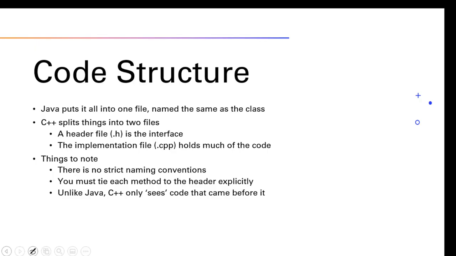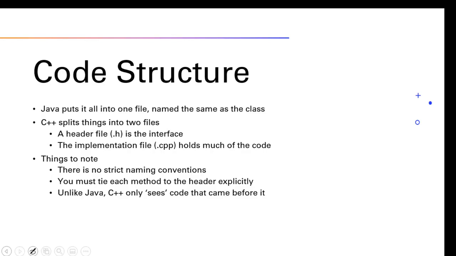Another interesting aspect here is the way I structure the code. So in Java, everything gets put into one file where the name of the file has to match the name of the class. C++ by default splits everything into two files for the most part. You don't have to have two files, but there's a header, which is what other people can see of your class, and that's the interface of your class. Your header, as we'll see in a bit, can have a public and a private section as well, but your implementation tends to be in a different file, the .cpp, C++ file. That's your implementation that holds most of your code.